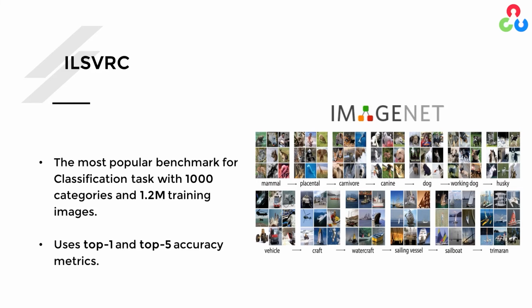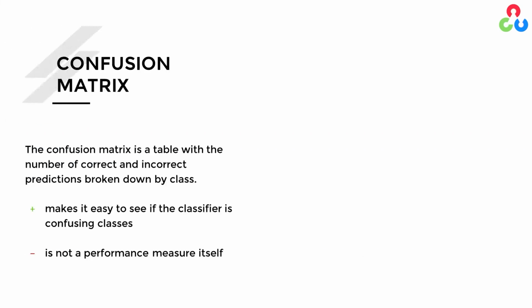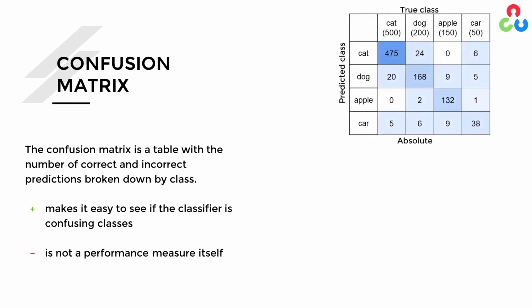Another way of looking at the performance is the confusion matrix. In case we have more than 2 classes, we can still build a confusion matrix. It will have n by n cells, where n is the number of classes. Let's look at an extended example where we have 4 classes: cats, dogs, apples, and cars. Recall that the rows represent the predicted output and the columns represent the ground truth.